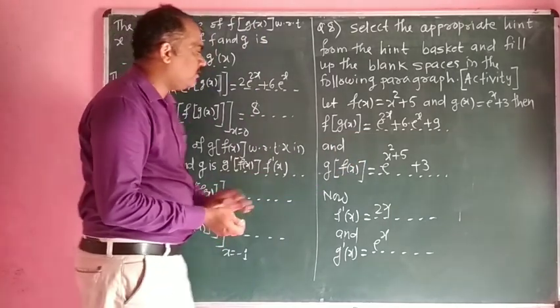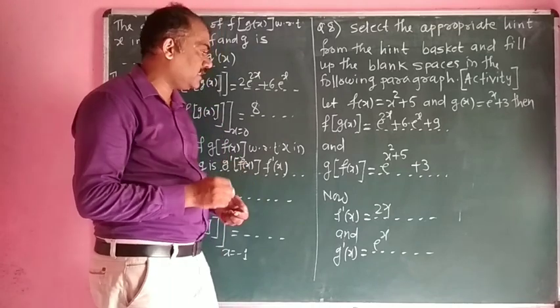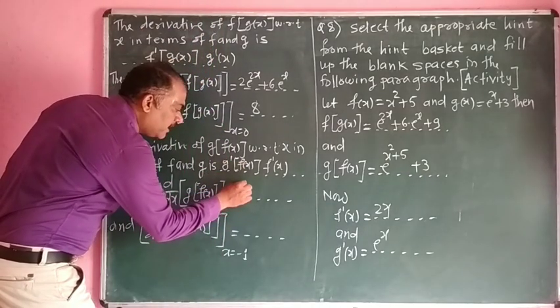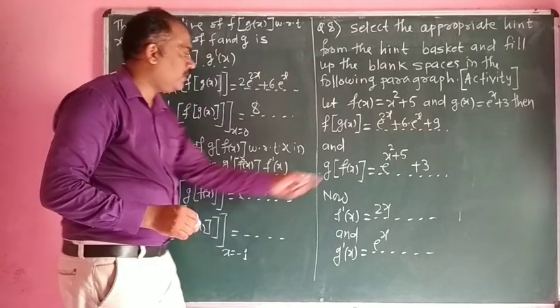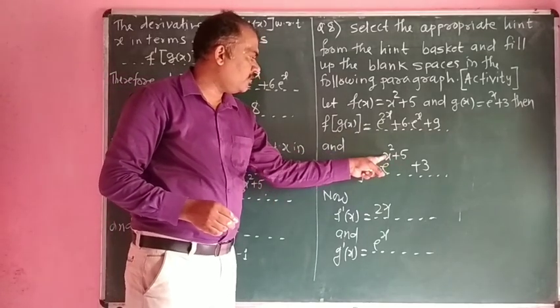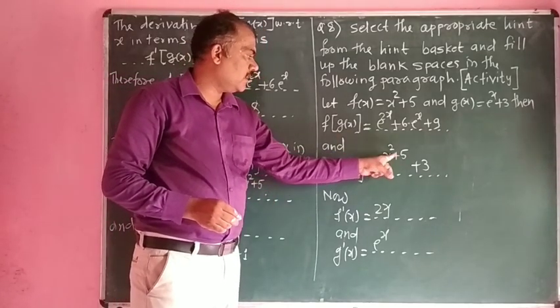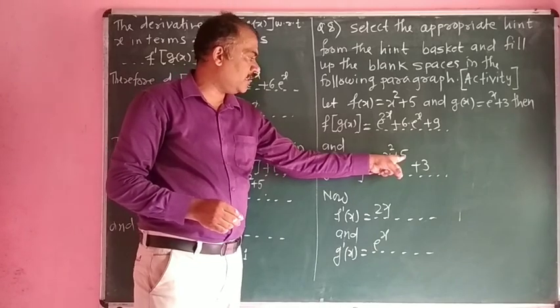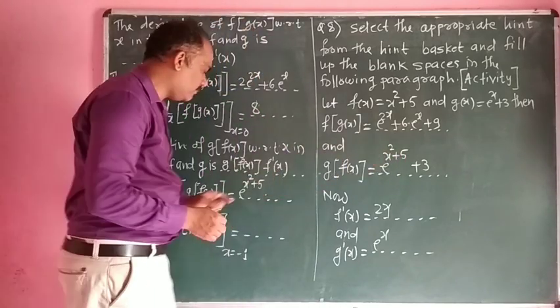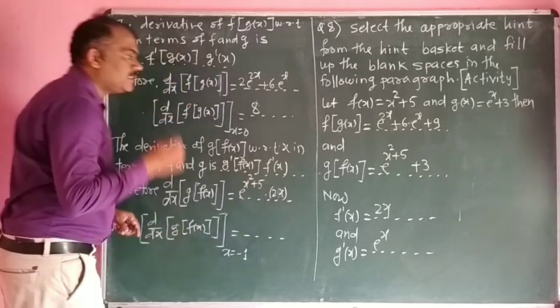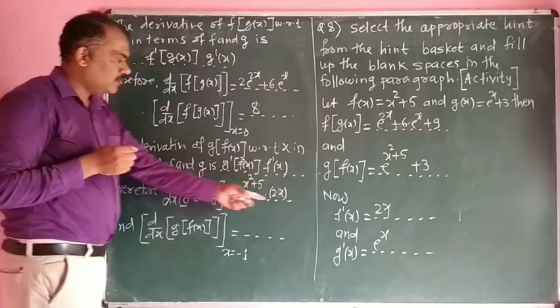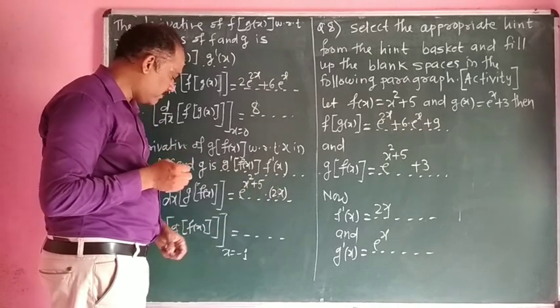First we take the derivative of e raised to x. Derivative of e raised to x is e raised to x, that is e raised to x square plus 5 into the derivative of this x square plus 5. Derivative of x square is 2x, plus 5 is a constant so its derivative is 0, that is 2x plus 0 is nothing but 2x. Plus 3, derivative of 3 is 0, so plus 0, we can write the first term as it is.